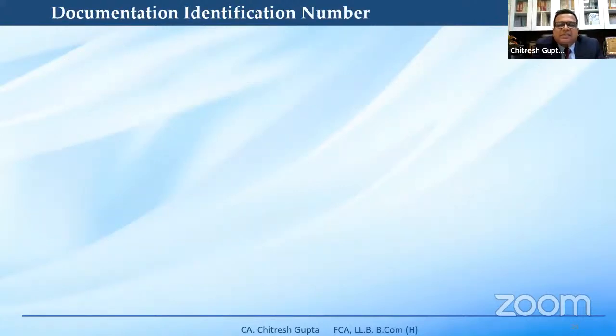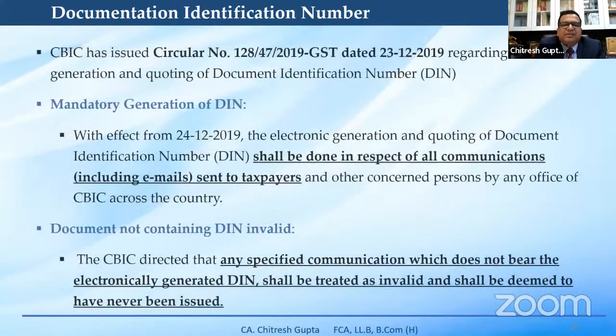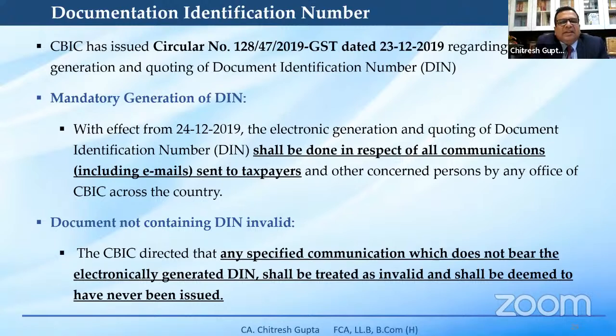The other topic is the document identification number. So, sir, we are aware now that if we receive any communication from the department, that communication should contain the document identification number. In this regard, a circular has been issued by the CBIC. In the case of state government, the DIN is not required to be quoted, but it is mandatory in the case of central registration. So it has to be quoted in all communication, including emails sent to taxpayers.